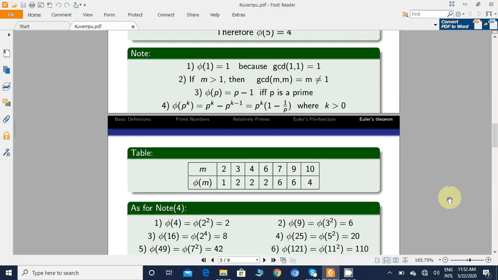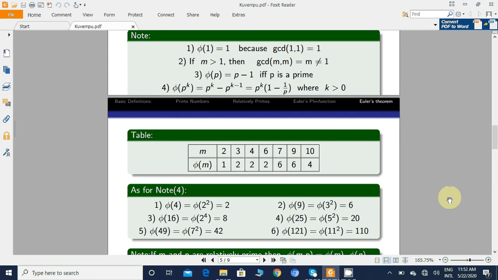As per the note, if I take m equals 4, 4 can be written as 2 power 2. That is in the form of p power k, where p equals 2 and k equals 2. Therefore, by using the note above, the value of phi of 4 equals 2. Similarly, phi of 9: we can write 3 power 2. This is again in the same form. The value of phi of 9 equals 6.